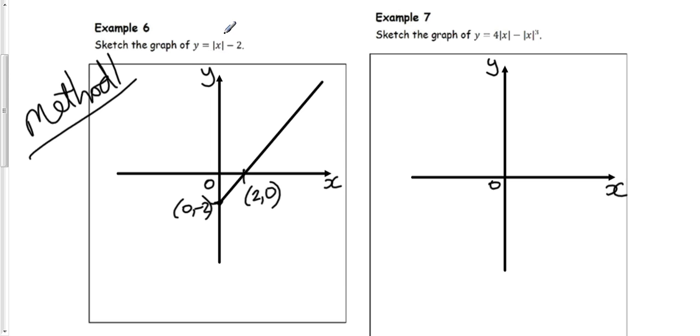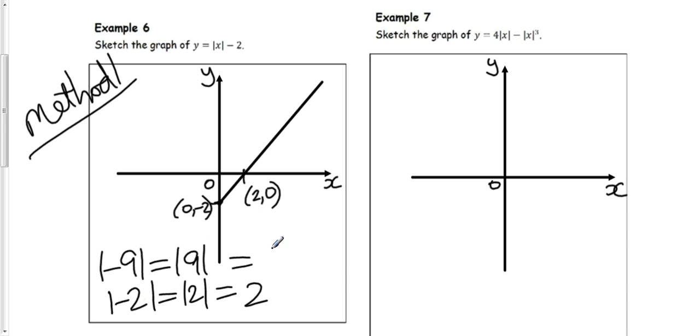Now think about it, modding minus 2, where x is minus 2, is going to give us the same result as modding 2, because the modulus of minus 2 and the modulus of 2 are both the same number. They're 2. This is going to happen for any pair of positive and negative values. So if we mod minus 9, it'll be the same as modding positive 9. So we're going to get a line of symmetry in the y-axis. And that'll always happen when only the x values are being modulus.